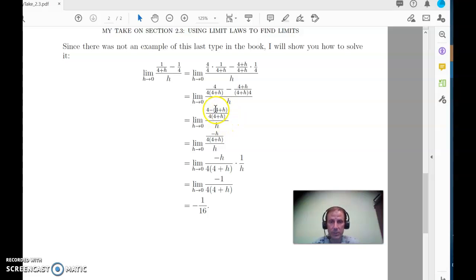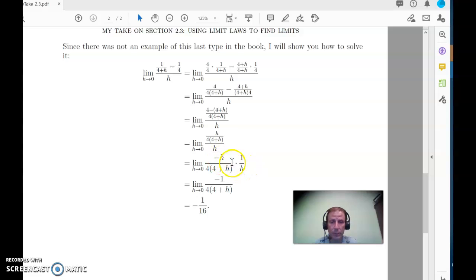You can distribute these parentheses and the 4's will cancel, and we wind up with the limit as h goes to 0 of minus h over 4 times the quantity of 4 plus h all over h. And while I could have done this earlier, I saved it till now. Dividing by a number, like we're dividing everything by h here, is the same as multiplying by 1 over that number. So this expression here is equal to the limit as h goes to 0 of minus h over 4 times the quantity of 4 plus h times 1 over h.